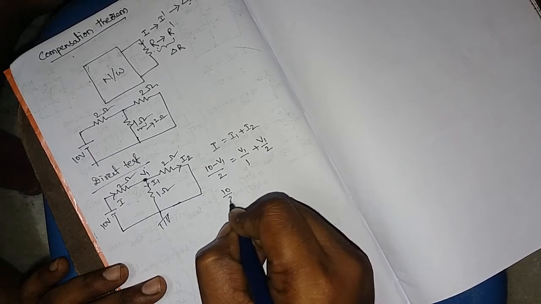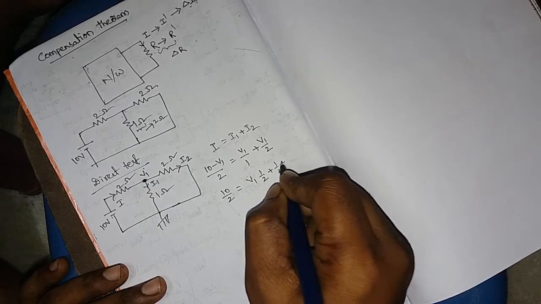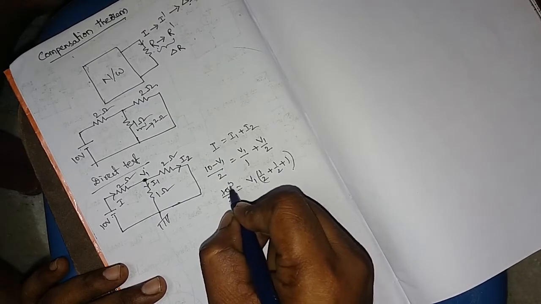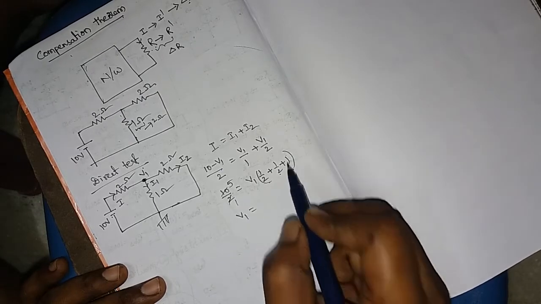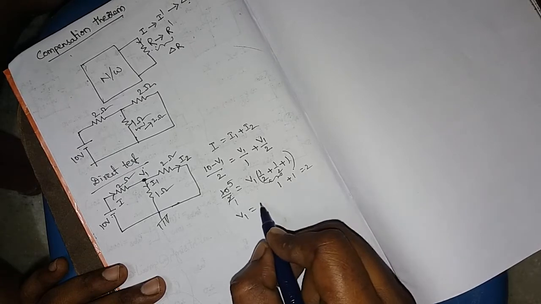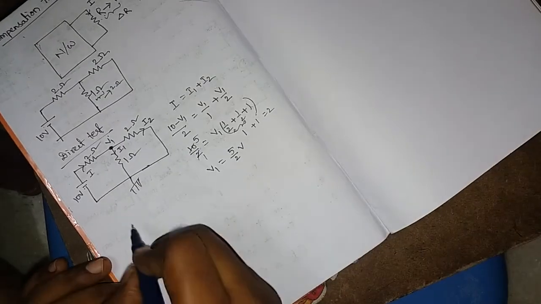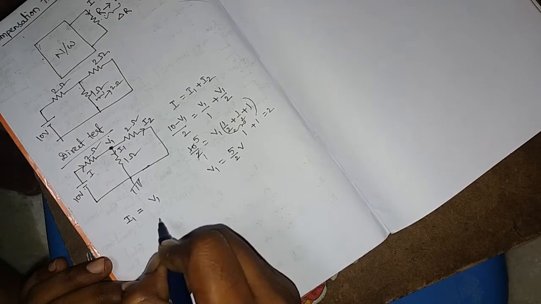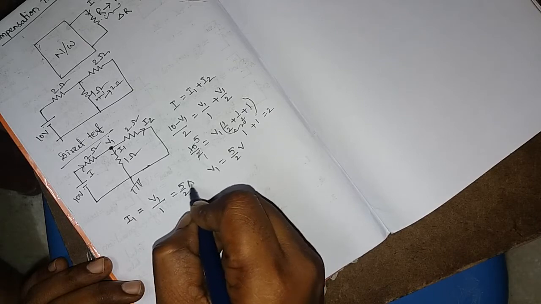10 by 2 is equal to V1 into (1 by 2 plus 1 by 2 plus 1). So 1 by 2 plus 1 by 2 is 1, and 1 plus 1 is 2. Hence V1 is equal to 5 by 2 volts. Now the value of I1 is V1 by 1, so this is 5 by 2 amperes.